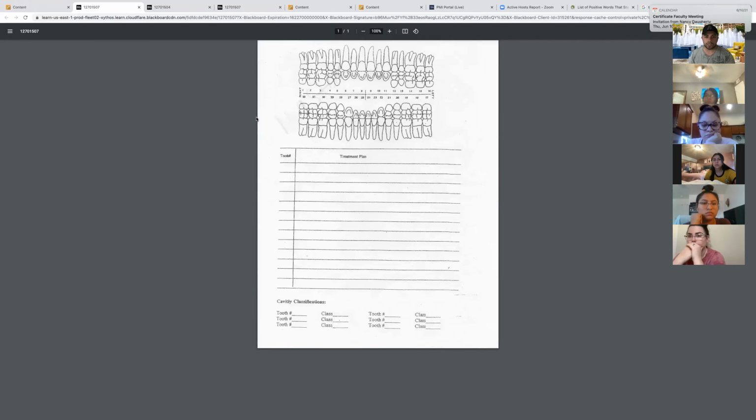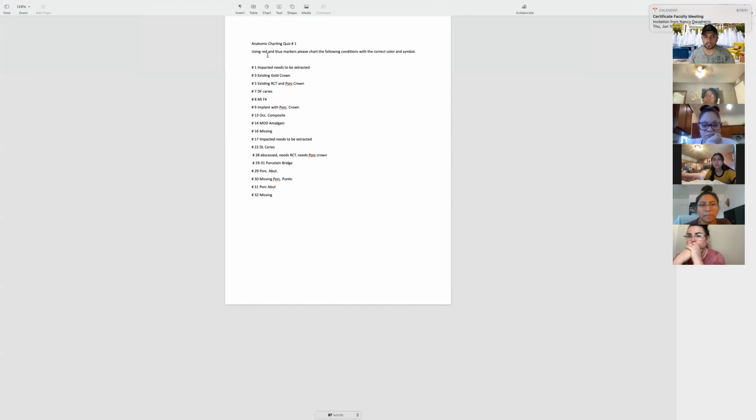So you're going to go through this entire chart using this anatomic charting quiz from 1 and all the way. Number 3 has an existing gold crown. Gold crowns have a diagonal line, so it would be blue diagonal lines. Number 5 has an existing RCT and porcelain crown, so those should all be blue. Number 7 has a distal facial caries, right? So that is going to need some type of treatment. Number 8 has a mesial incisal fracture. FX, by the way, means a fracture. So that's going to need some type of treatment.